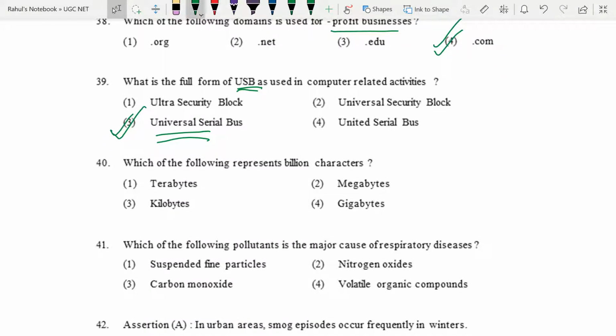Which of the following represents a billion characters? A billion characters means a gigabyte. Gigabyte is generally known as, we just say, 1 GB. 1 GB means 1 billion characters. So the answer for the 40th is 4.